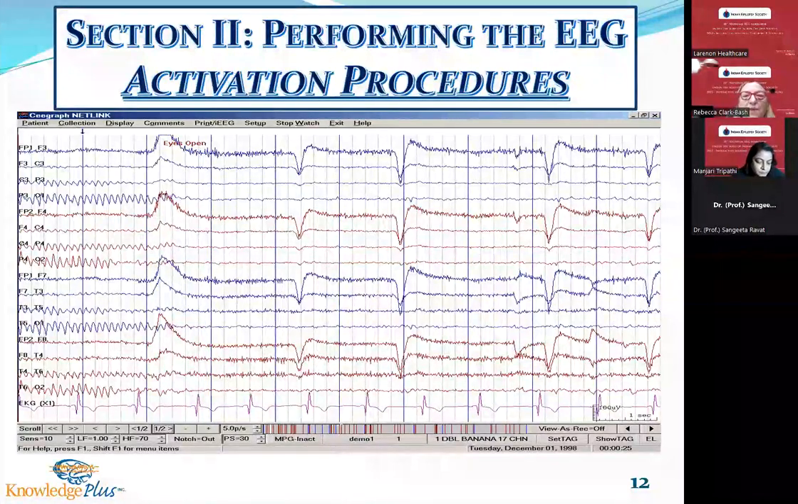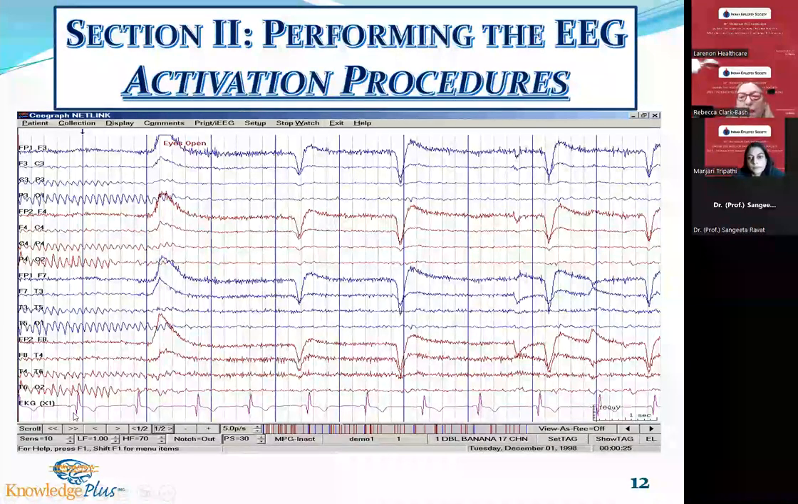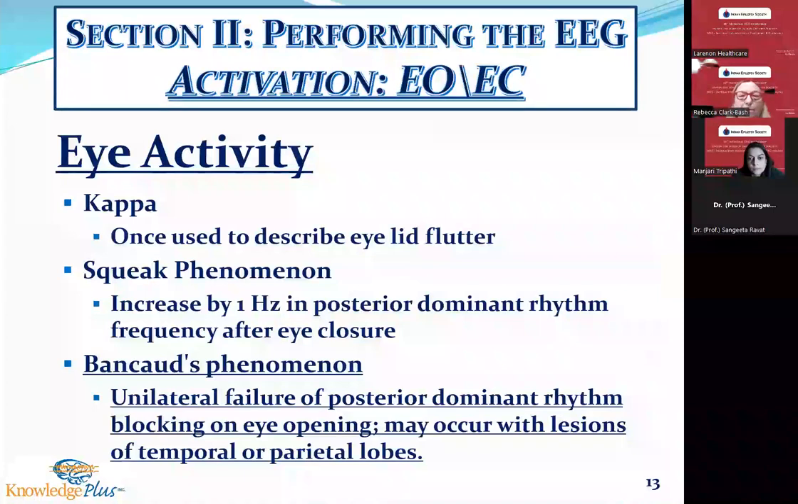The patient opens their eyes and they have bilateral blocking. And we don't see it on this screen, but when they close their eyes, that beautiful PDR comes back. And that is normal, expected. Kappa used to be a word we used to describe eyelid flutter. Now they just call it eyelid flutter.